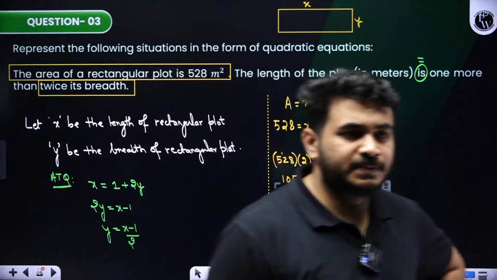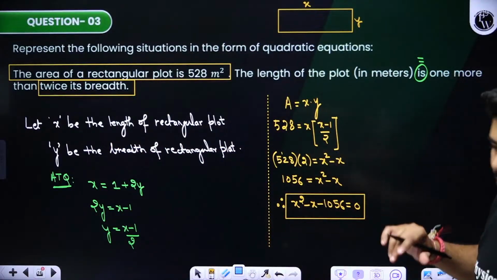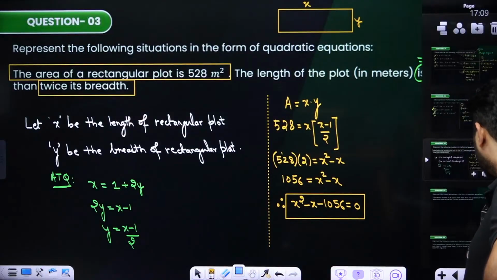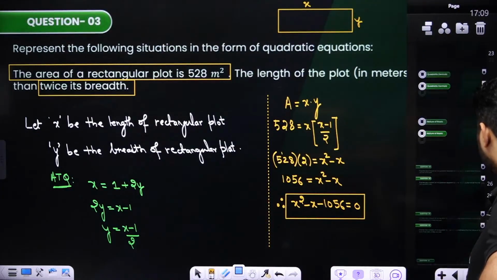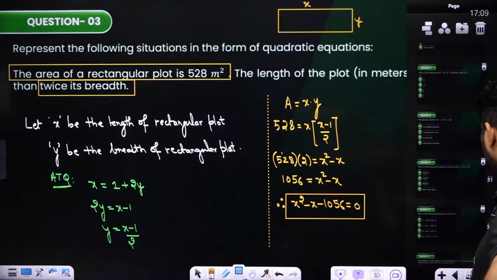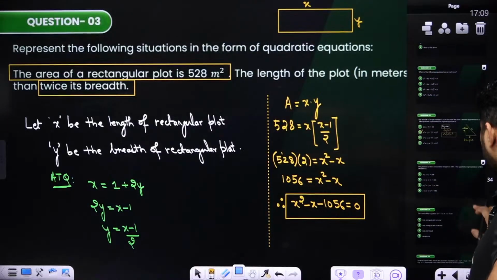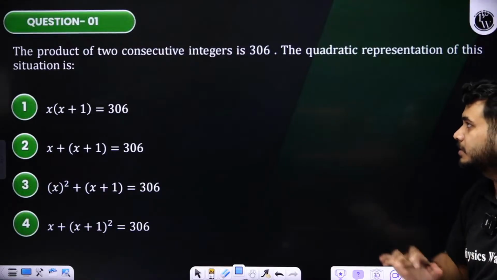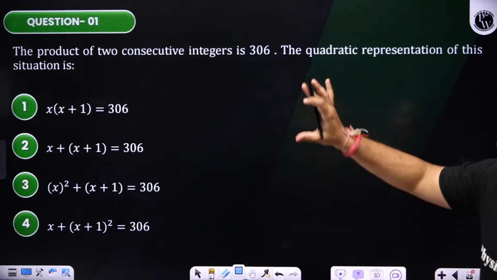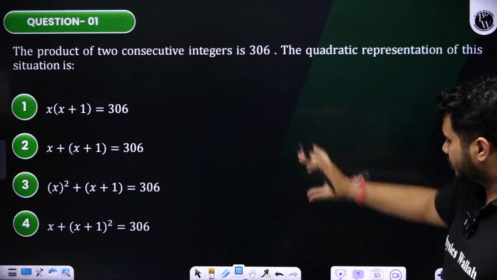Understood everyone? This is the required quadratic equation. Now if I give you this kind of MCQ problem, can you do it? You need to represent this in the form of a quadratic equation.